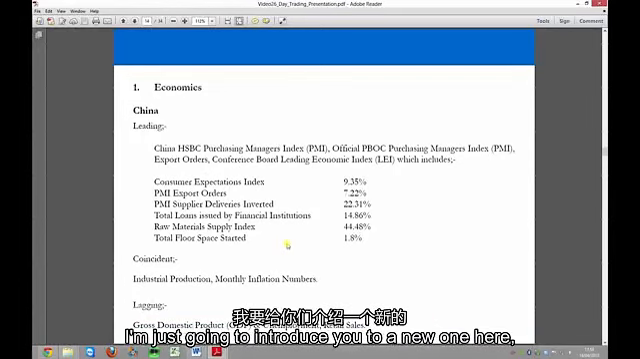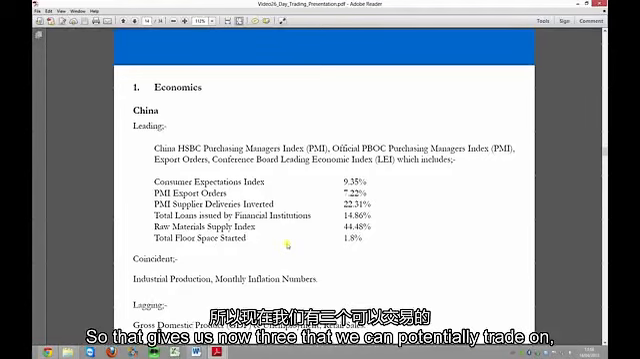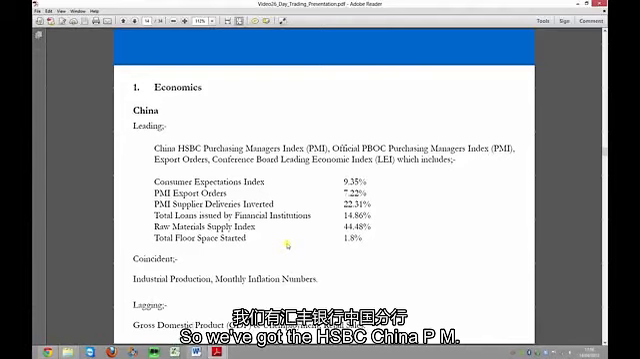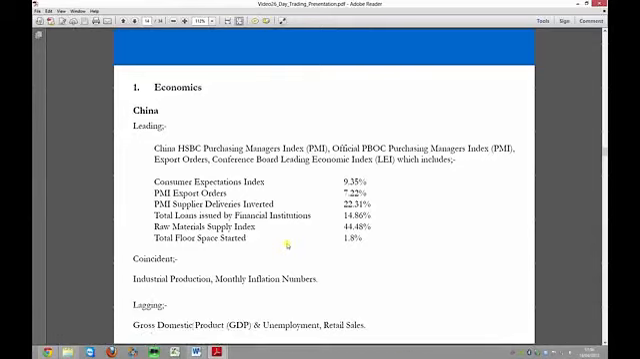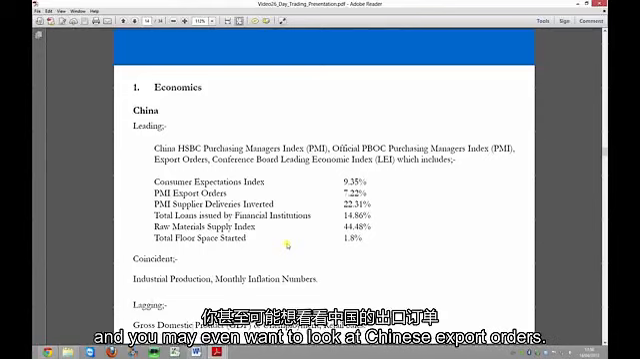In China, I'm just going to introduce you to a new one here, which is called the Conference Board Leading Economic Index. So that gives us now 3 that we can potentially trade on, even as short-term traders. So we've got the HSBC China PMI, we've got the official People's Bank of China Purchasing Managers Index, so that's the Chinese government version, and we've got the Conference Board Leading Economic Index. So these are the 3 main ones, and you may even want to look at Chinese export orders.